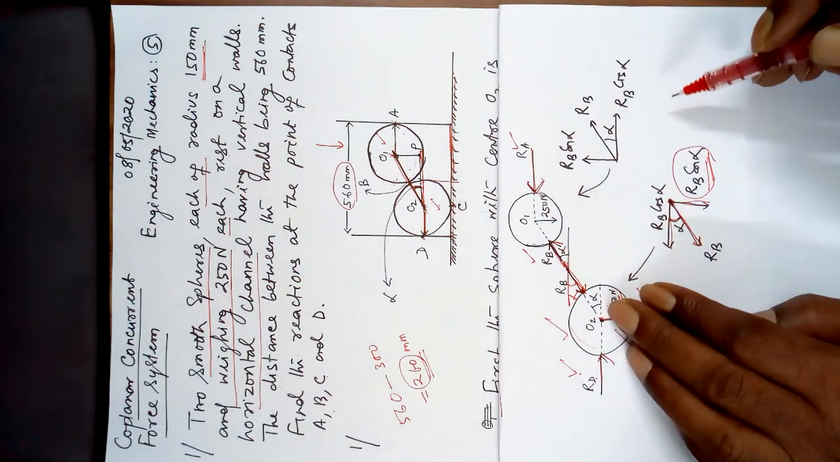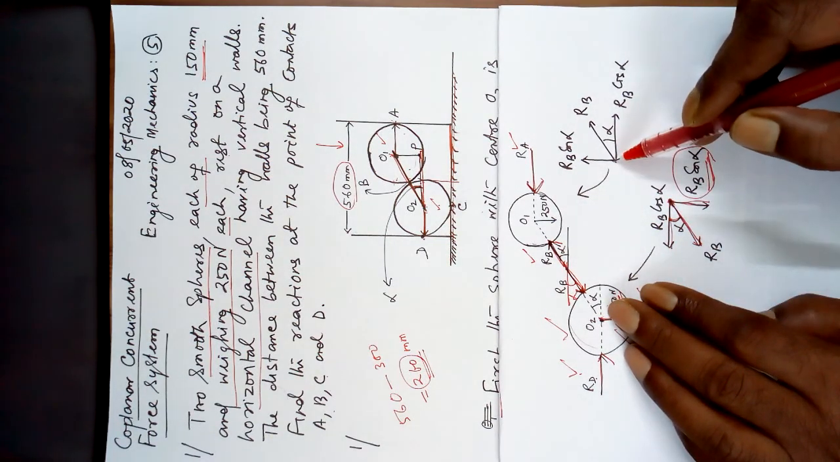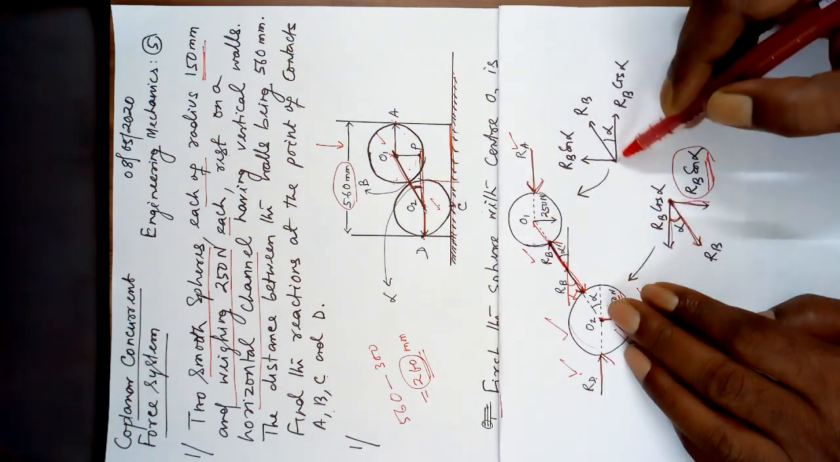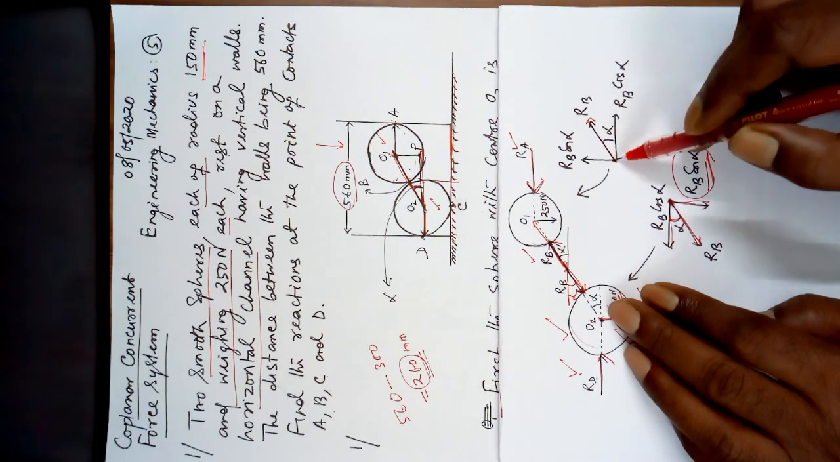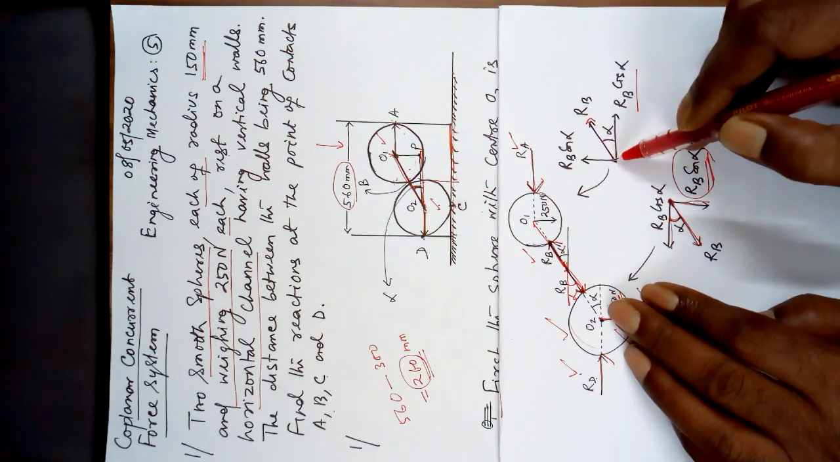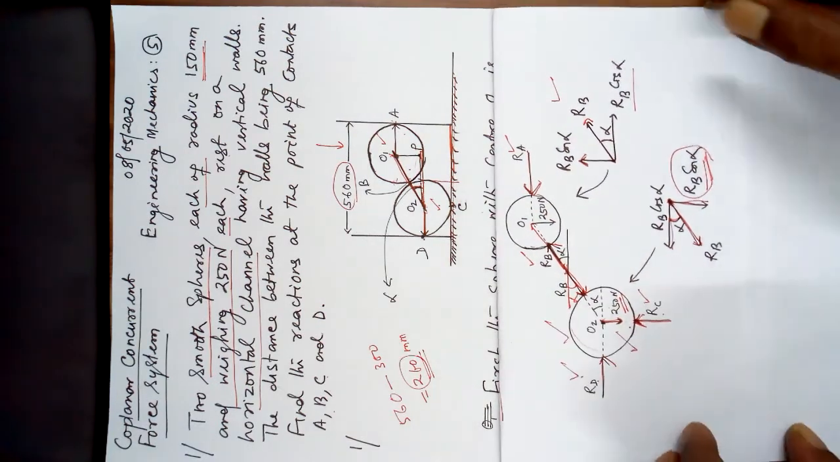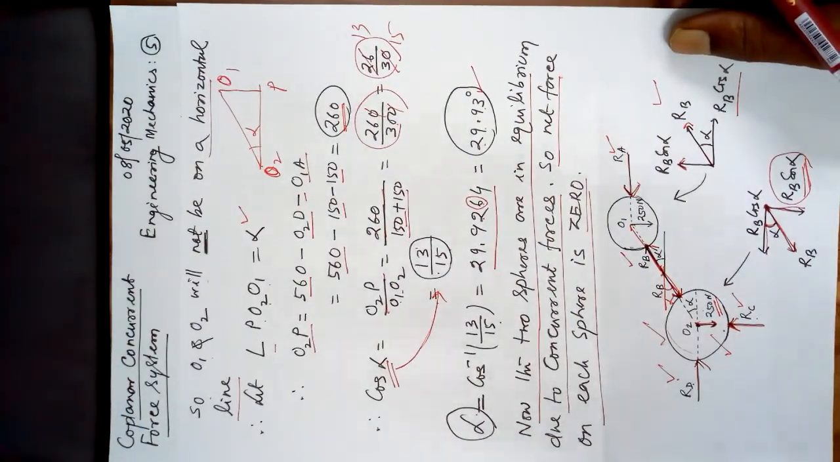For this sphere, now look, this point is the same as this. RB is to this side, so this angle is alpha, so this will be RB cos alpha, and this will be your RB sin alpha. Now let us go to analyzing. So cos alpha is found out.